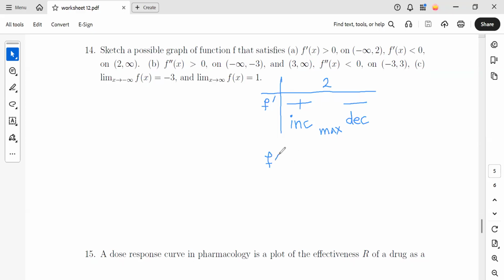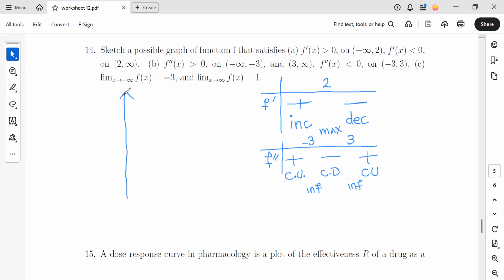For f double prime, based on the information that we have, between -3 and 3 it would be negative. Before -3 it is positive, and after 3 it is also positive. It means concave up here, concave down here, and concave up here. So we have an inflection point here and also here, but we don't know what f of 3 and f of -3 are. Using all this information, we can draw the graph.